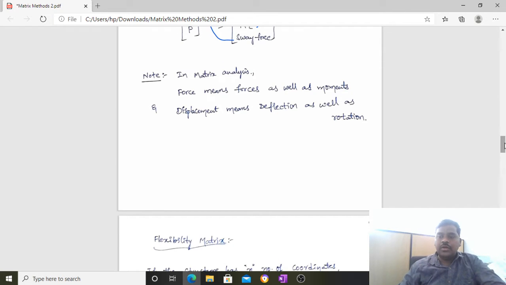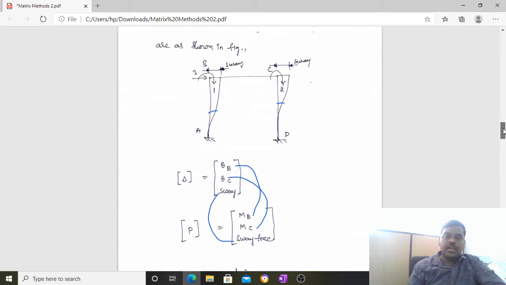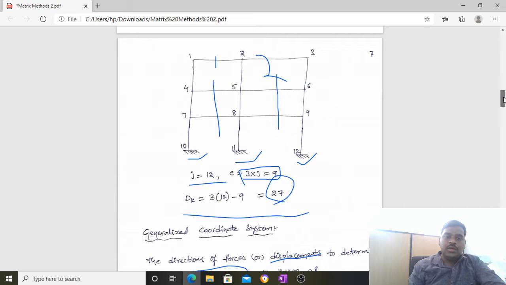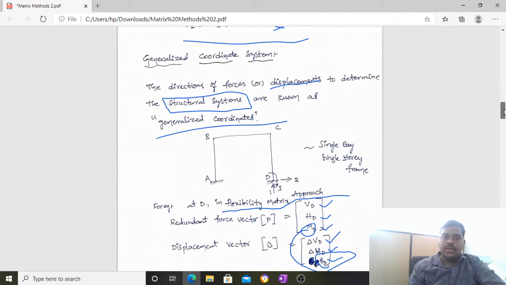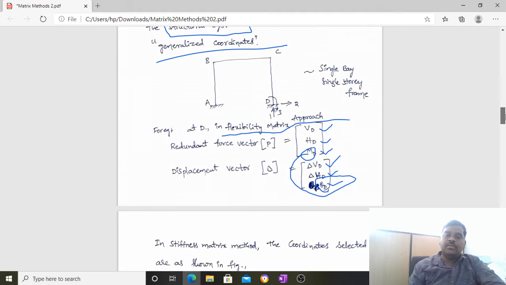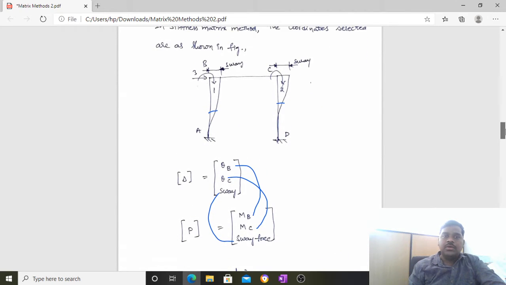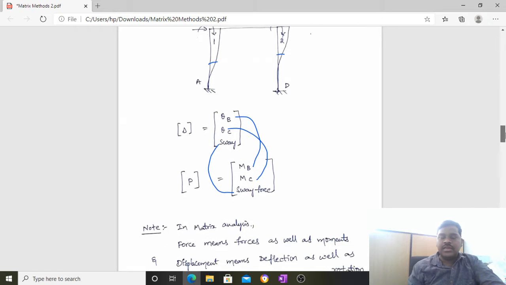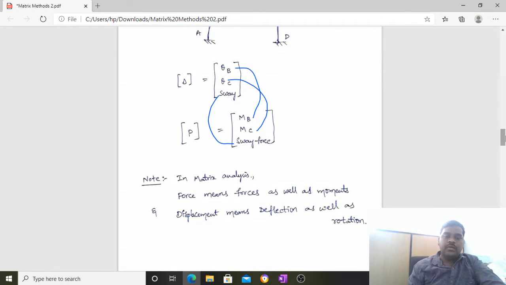So in the previous video, there was an introduction to degree of kinematic indeterminacy and also generalized coordinate system, and in that, the flexibility matrix approach and also the stiffness matrix approach were discussed in a small manner. So recalling the important point, as in the matrix method of analysis, force means forces as well as moments, whereas displacement means deflection as well as rotation.